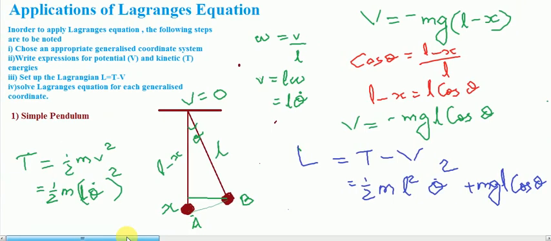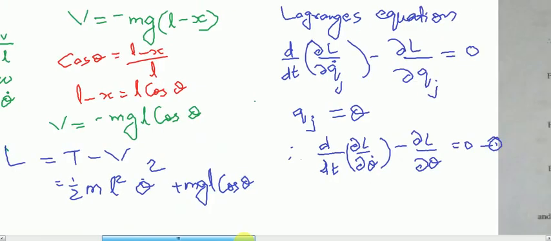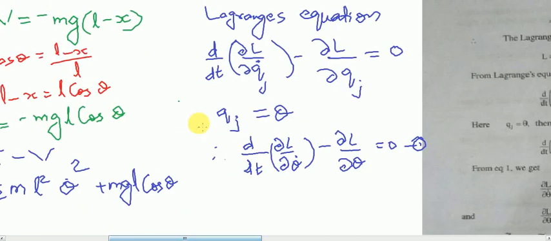Now the last step, that is to solve the Lagrange's equation. So writing the Lagrange equation, what is that? d by dt of dou L by dou Qj dot minus dou L by dou Qj equal to 0. Here we know that there is only one generalized coordinate, so we have to solve only for one coordinate. Then the Lagrange's equation becomes d by dt of dou L by dou theta dot minus dou L by dou theta equal to 0. That is equation number 1.